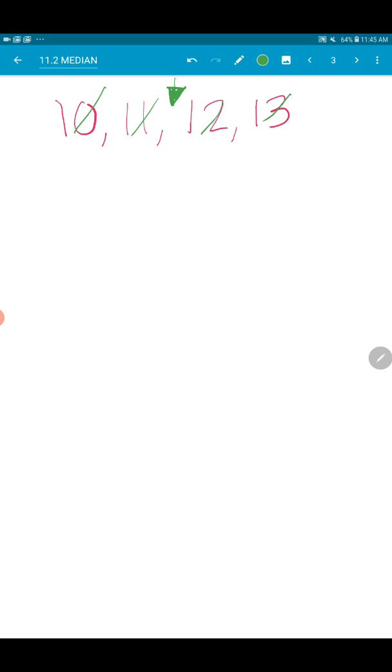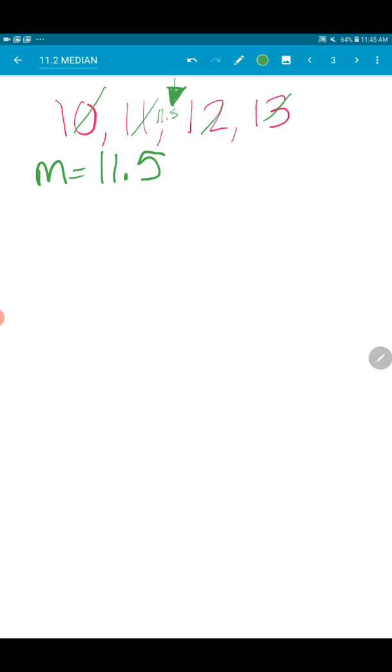So with that being said, most of you will probably know this right away, that the middle number between 11 and 12 would actually be 11 and a half, or 11.5. So the median of this data set is 11.5, or 11 and a half. That's the number right between.